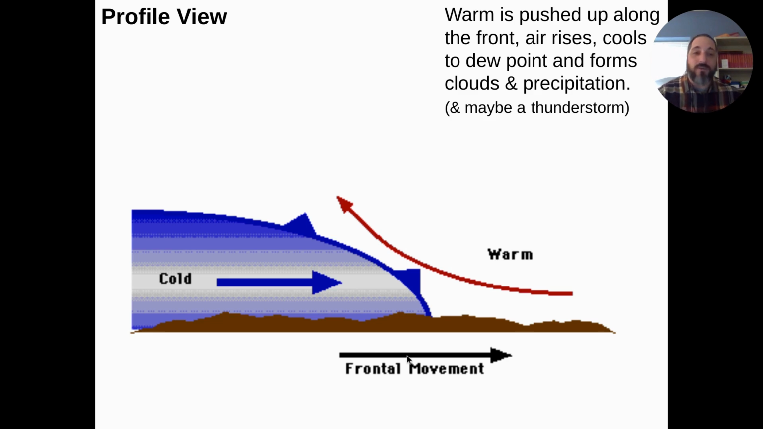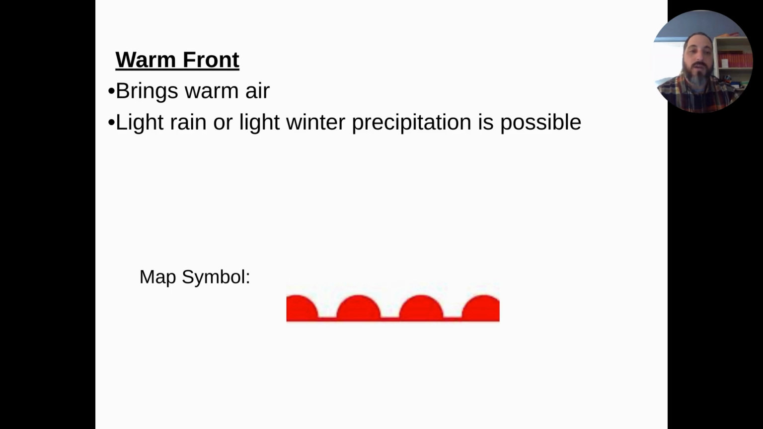What's happening is all that wet, warm air is being pushed up into the atmosphere, and it hits the dew point and starts to precipitate. So a warm front is kind of the opposite. It brings warm air, and this is when we get light rain or light winter precipitation.